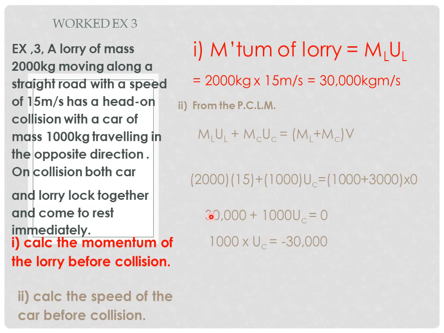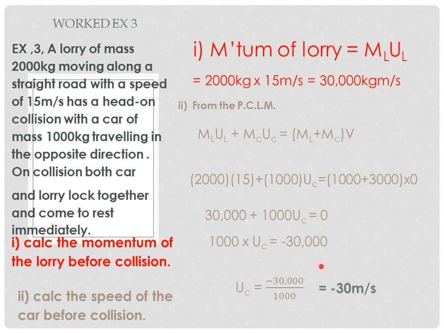So we carry this 30,000 across the equal to sign to this side, it becomes minus. We are left with 1,000 times UC. What do we get for UC? Come on, yeah. UC is minus 30 meters per second.